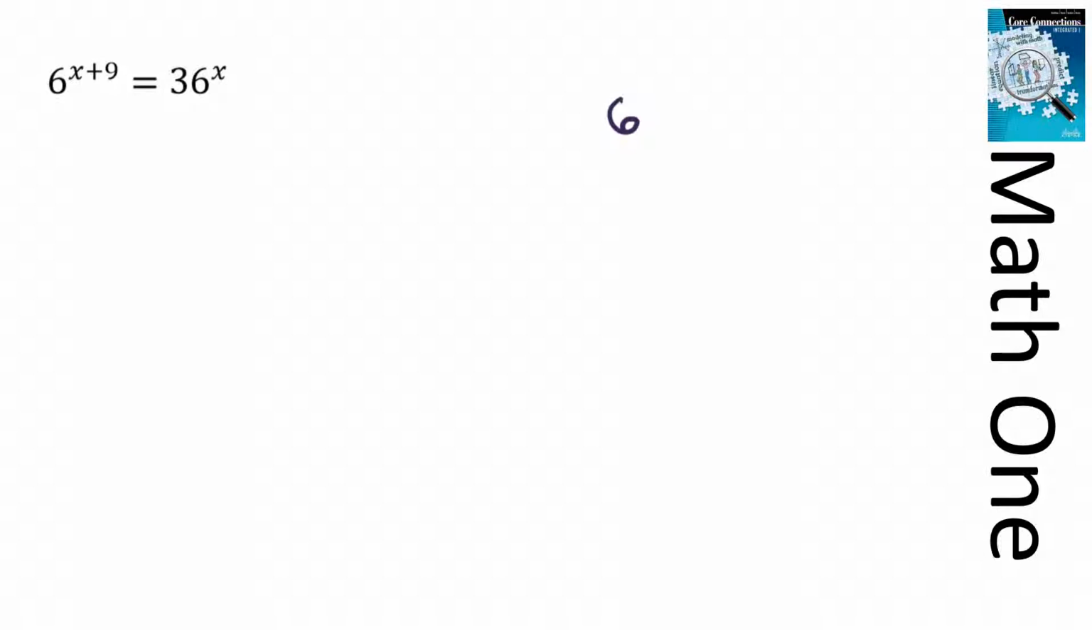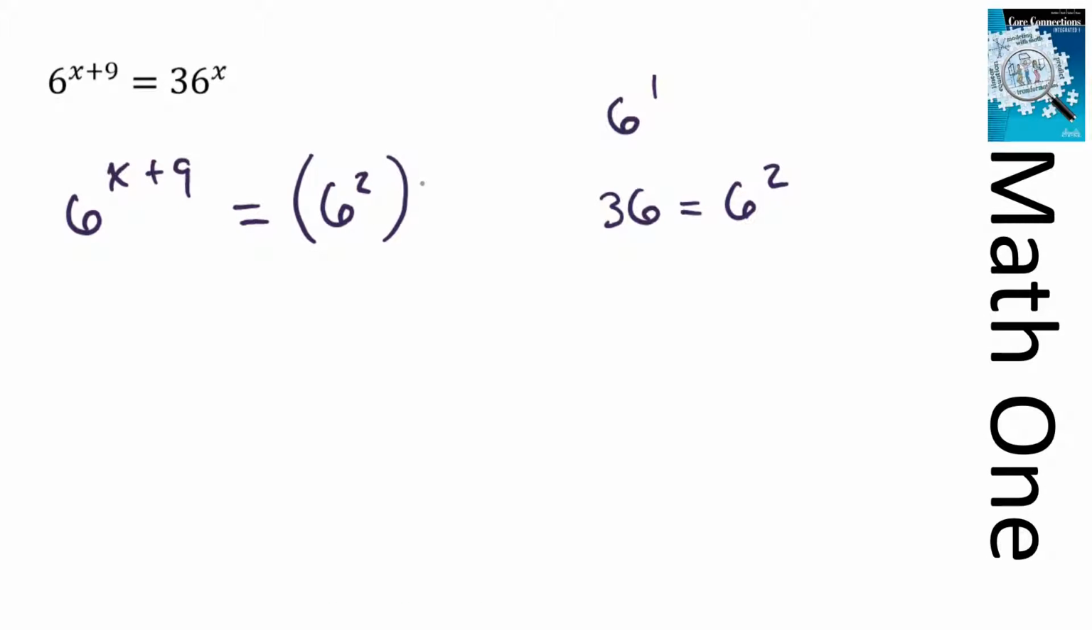Because if you look at it, one of them is 6 to the first, and 36 is equal to 6 squared. So I can get them so that I have identical bases as long as I'm willing to make this one modification. So my target base is going to be 6. So I'm going to rewrite the left-hand side, actually leave it completely alone. It's going to be 6 raised to the x plus 9 power. And on the other side, I know that 36 is the same thing as 6 squared. So I'm going to write this as 6 squared, but then I need to raise that to the x power.